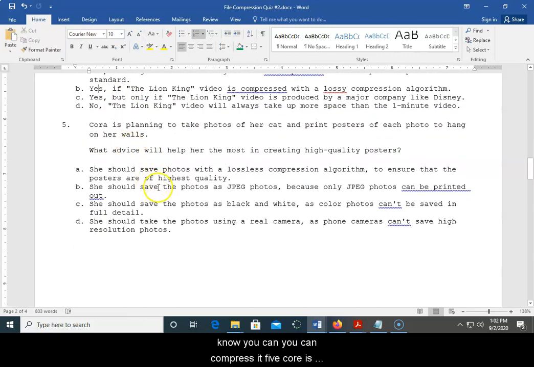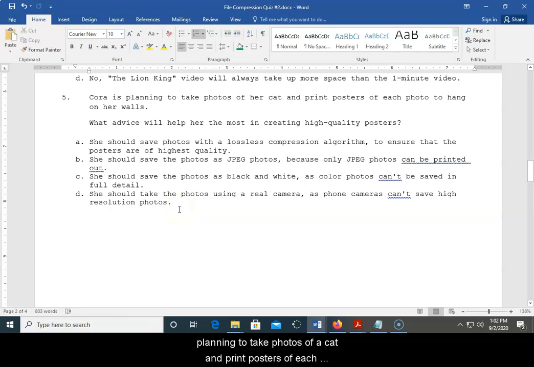5, Cora is planning to take photos of her cat and print posters of each photo to hang on her wall. What advice will help her the most in creating, now this is the key, high quality posters? Okay, she wants high quality. So A, she should save photos with the lossless compression algorithm to ensure that the posters are of the highest quality. That sounds pretty good to me, because we want the highest quality. Lossless, you're not going to lose any of the information.